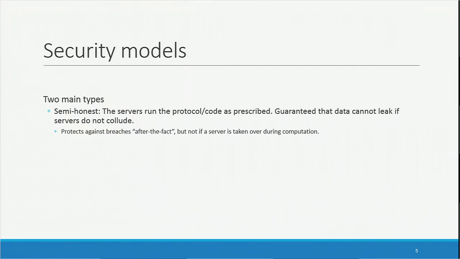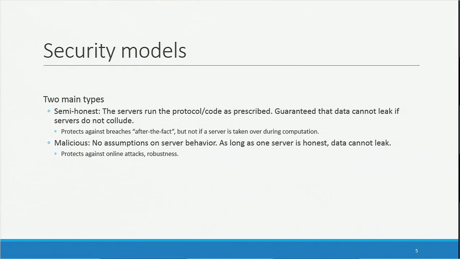If someone breaks into one of the servers after the computation, this provably cannot leak any information about the positions in this case. And then we also have the stronger malicious model, where we have no assumptions on what the servers are doing. At least if one of them actually runs the protocol as prescribed, then the data cannot leak. And this therefore protects against attacks that happen during the computation. So if someone takes over one of the servers, he cannot learn anything about the data.